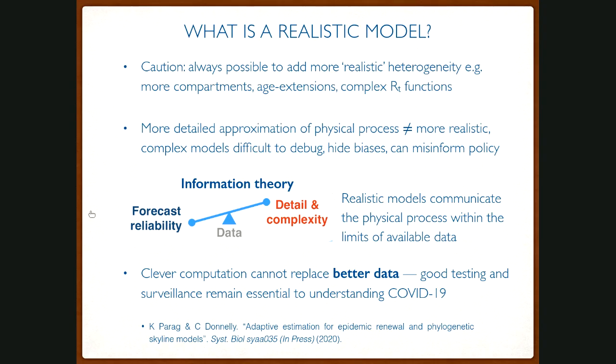And so the key point of putting this in is just to remember, also with all the reporting of different cases and deaths in the news and so on, that clever computation cannot replace better data. There are limits. And that's why good testing and surveillance will be essential going forward, especially with COVID-19, where there's been a lot of debate about the reliability of the data coming in.